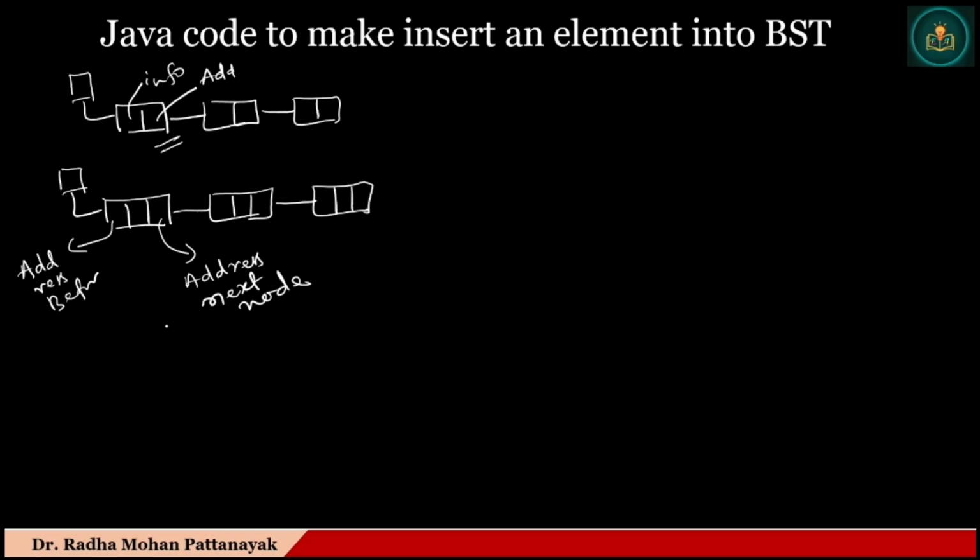We need to consider a double linked list to represent a node inside the memory. I hope everybody is clear about this. So to represent a tree inside the memory, we will consider a double linked list.